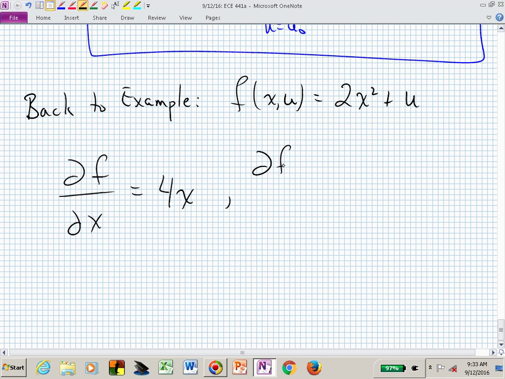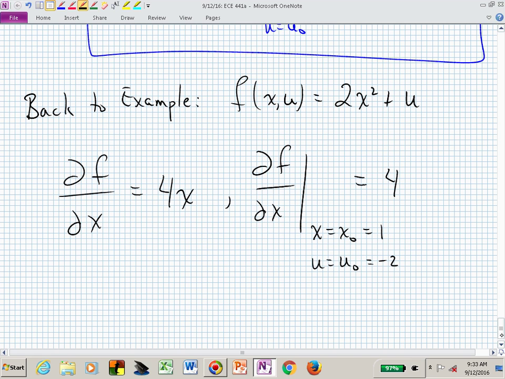And now if I evaluate that at the nominal values for x and u, which are x naught and u naught, what was x naught in our example that solved the nonlinear differential equation? That was 1. And what was u naught? That's minus 2. If we now replace all the x's and all the u's with 1 and minus 2, what do we end up with for that partial of f with respect to x? That becomes a difficult 4.